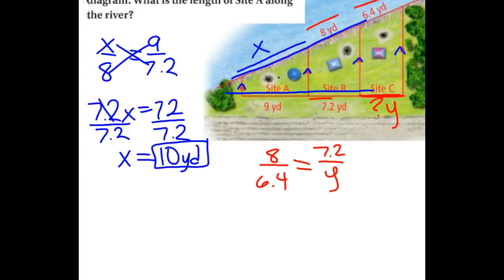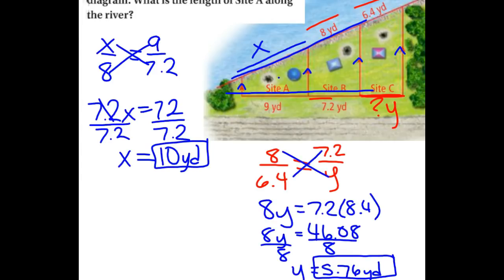Alright, you can see in red there my proportion that I set up. Yours could be slightly different, but you should have the same cross products as I do up there. So double check yours, make sure it's the same as mine. If not, edit and adjust it. Now pause the video and try to solve that.